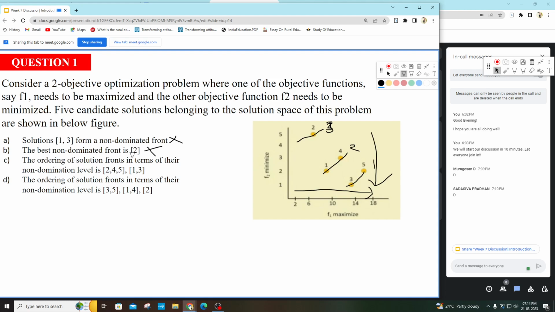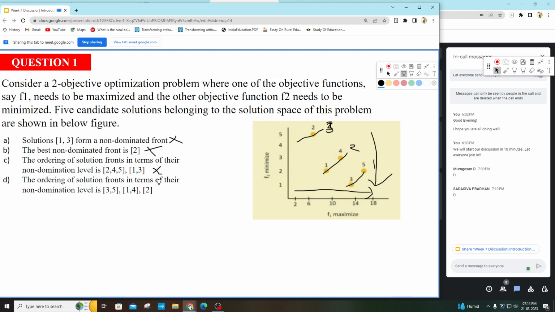Now see, the ordering of solution front in terms of the non-domination level is 2 4 5 1 3. Again you can see 2 4 5 is not forming a front, 1 4 is forming a front, 3 5 is forming a front, but 2 4 5 is not forming a front. So ultimately this is also wrong.